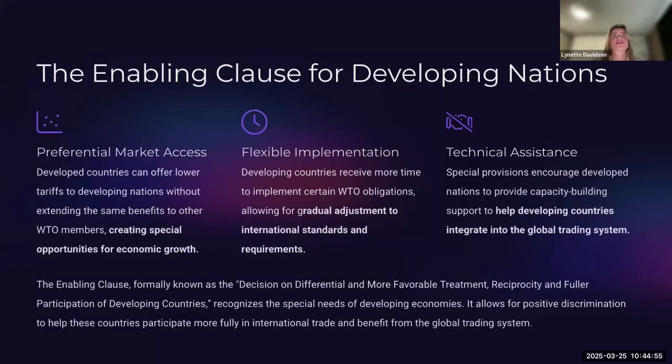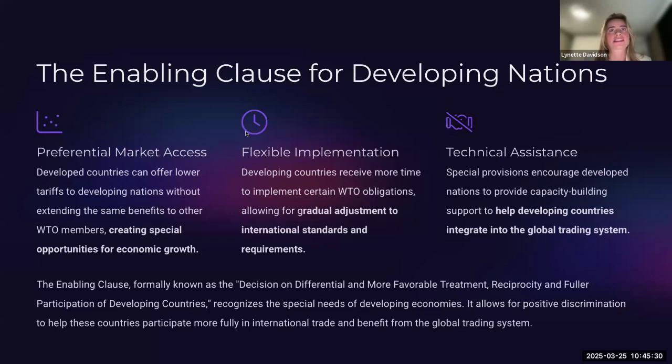Now, the enabling clause, what does it do for developing nations? Well, if we think about a preferential market access, it's not allowed, right, like we've seen before, to discriminate amongst WTO members. However, if it's the developed countries, they can offer lower tariffs to developing countries because they need some other benefits to create the same opportunity for economic growth because they don't have the same tools or money as it's available.